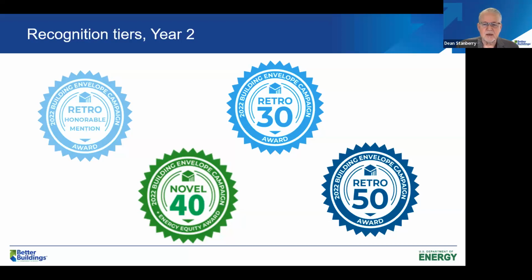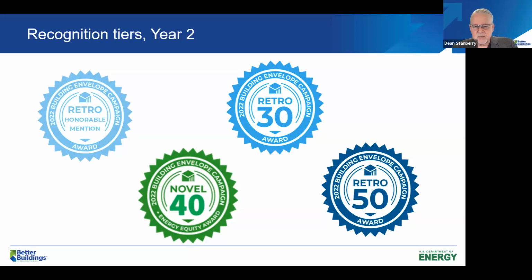Novel, which is really looking at improvements, and this is new construction or retrofits, by the way, is going after it in maybe a different way, looking at some new or interesting ways of improving the building performance. So we had a novel category, Novel 20, which is 20 to 39% improvement in performance, and Novel 40, which is 40% or more improvement.